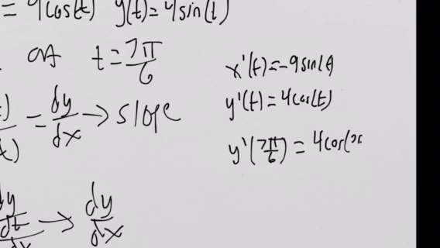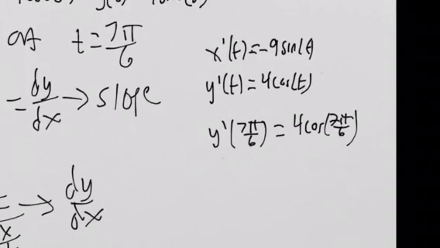Let me write that a little better. Sorry about that. 7 pi over 6. Okay, so cosine of 7 pi over 6 is going to be negative root 3 over 2. So we have 4 times negative root 3 over 2, which is going to be negative 2 root 3.